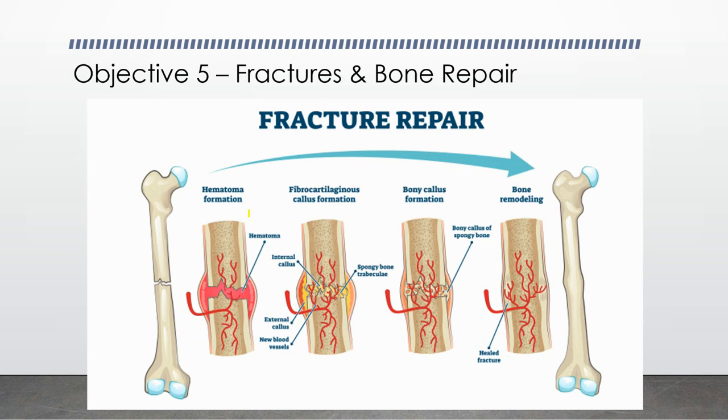And so there you have your basic steps. So you have a hematoma, you have an internal callus and an external callus, and then they're going to unite. Compact bone is going to replace spongy bone, and over time you will have a healed bone.